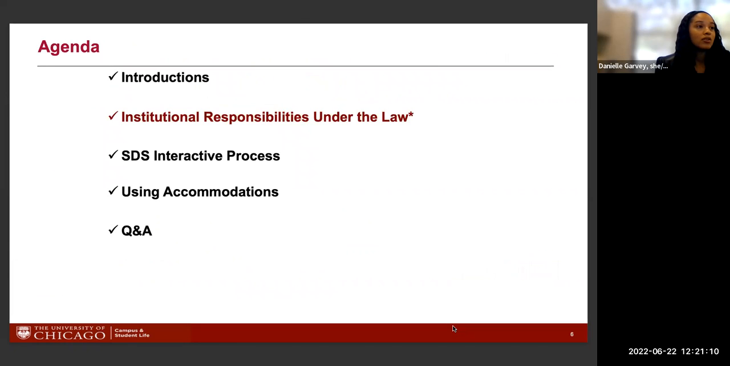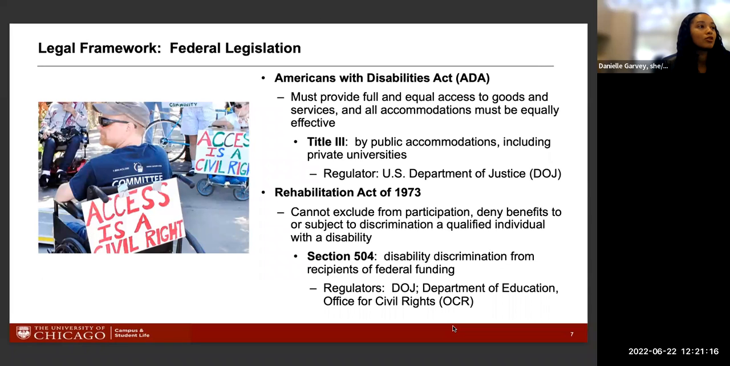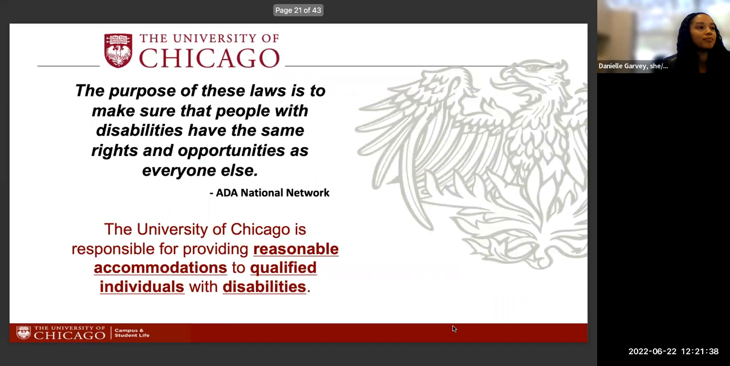So next up, I'll be going over some background information about the university's responsibilities under the law. There is some legal framework that informs our work in SDS, and that includes the Americans with Disabilities Act and the Rehabilitation Act of 1973. These acts help to provide some guidance as well as definitions that inform our work and our accommodation determinations. The purpose of the laws is to make sure that people with disabilities have the same rights and opportunities as everyone else. And the University of Chicago is responsible for providing reasonable accommodations to qualified individuals with disabilities. I'll go over what these things mean.